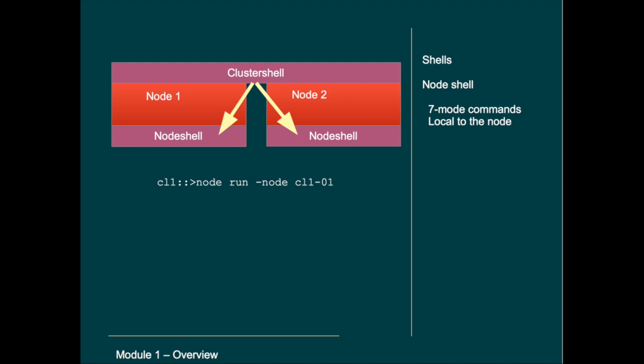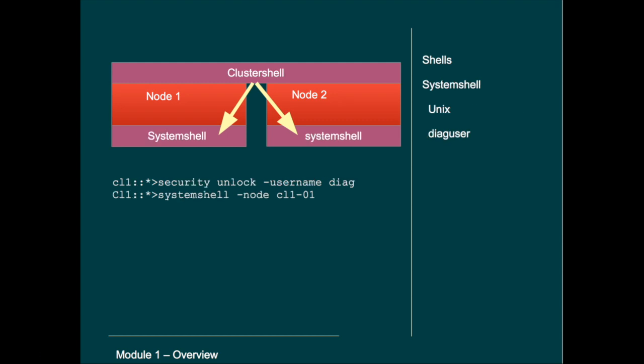And then there's the system shell. This shell gives you access to Unix. And also very important, this shell only affects the node that you access. So to access the system shell, you will have to unlock the diag user and give that user a password. And logging into the system shell requires diag mode. And you have to log in as the diag user.